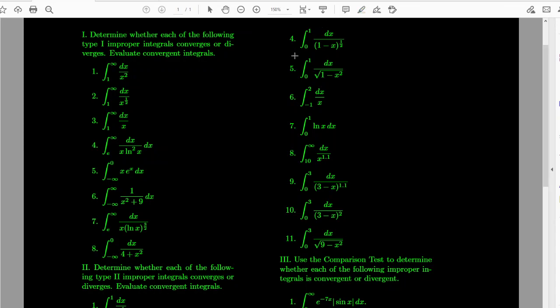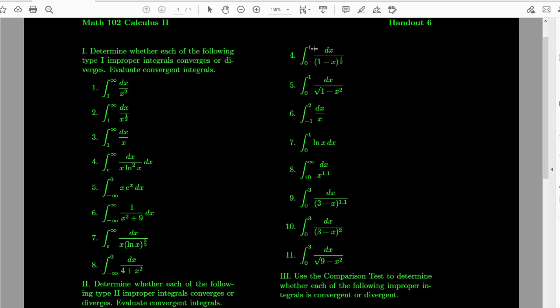I guess what I meant is a question like question 4. Now let's work on question 4. Essentially, the integral in question 4 is also a type 2 improper integral. We'll work on that next.